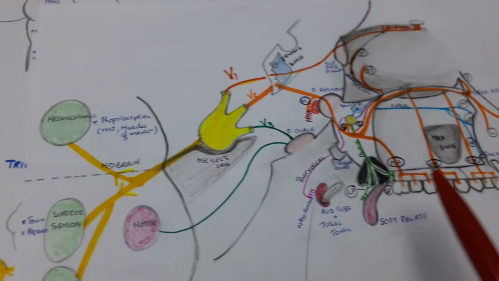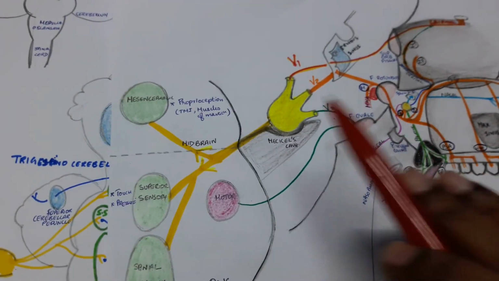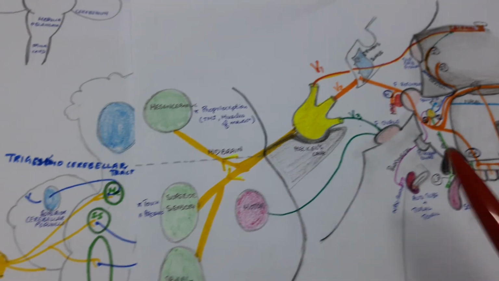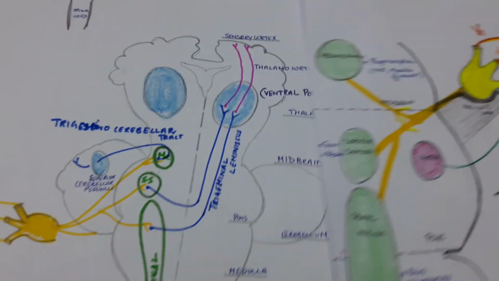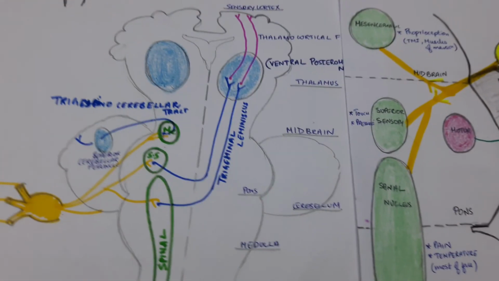So that is about the maxillary nerve, the various branches. The peripheral process I tried to explain. Then we have the central process and also the higher centers. Thank you.